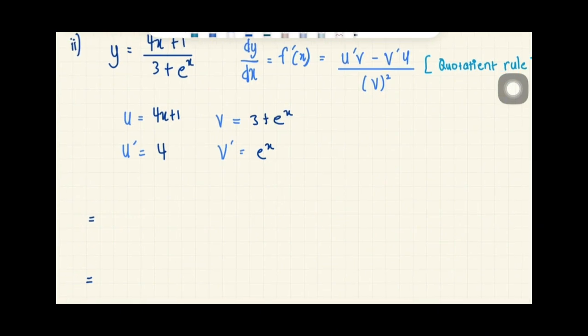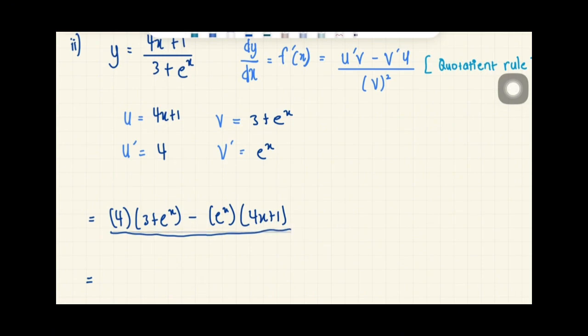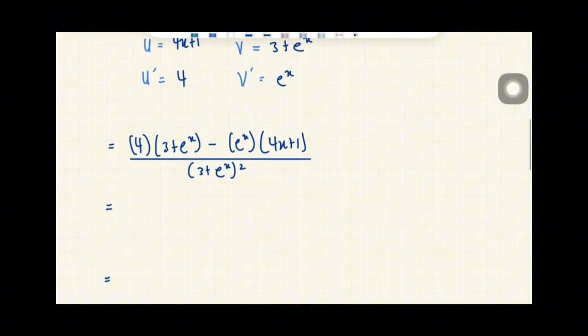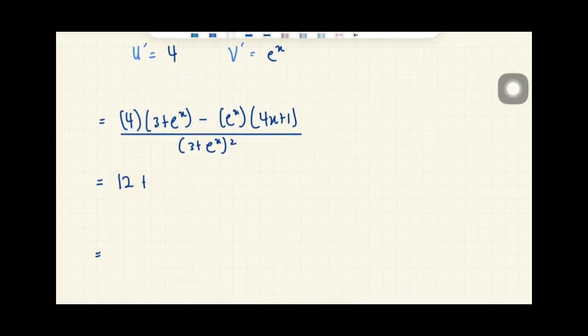So we will get u prime 4 times (3 plus e^x) minus e^x times (4x plus 1), divided by v squared. v squared is (3 plus e^x) squared. So we have to simplify it. We will get 12 plus 4e^x minus 4x e^x minus, oops, my mistake, it is negative e^x, divided by (3 plus e^x) squared.